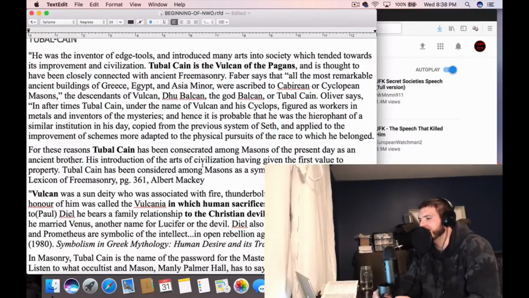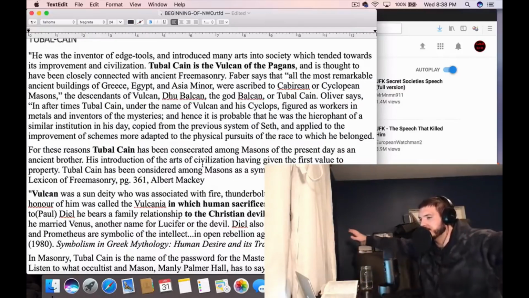So what does that mean? They're saying all the most remarkable ancient buildings of Greece and Egypt and Asia Minor were ascribed to descendants of Vulcan, Tubal-cain. The descendants of Tubal-cain supposedly built all the greatest buildings in the greatest civilizations in the world.